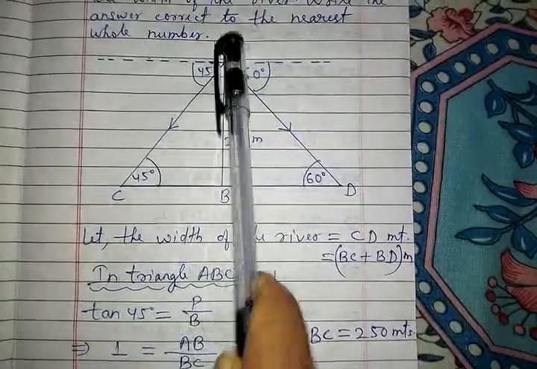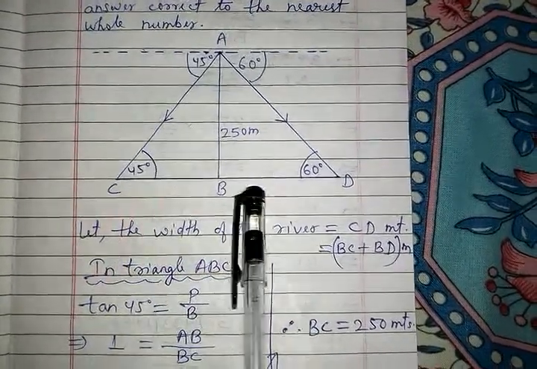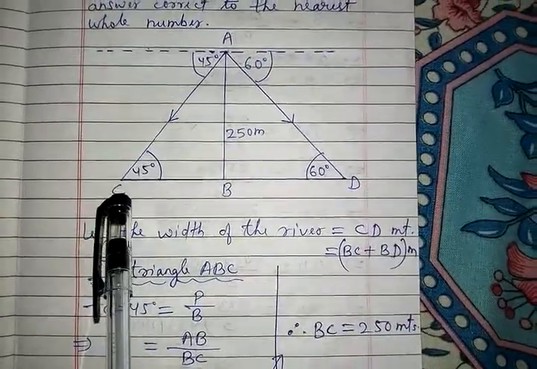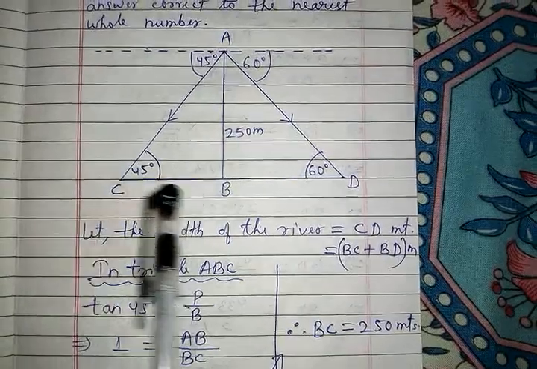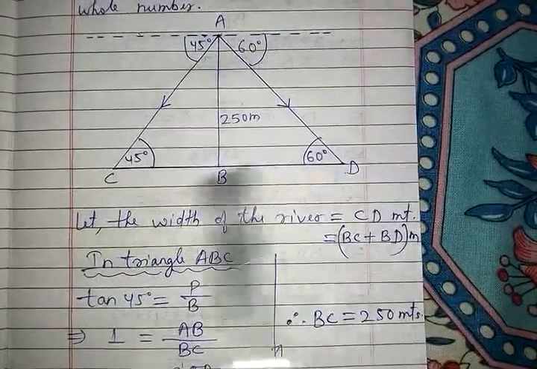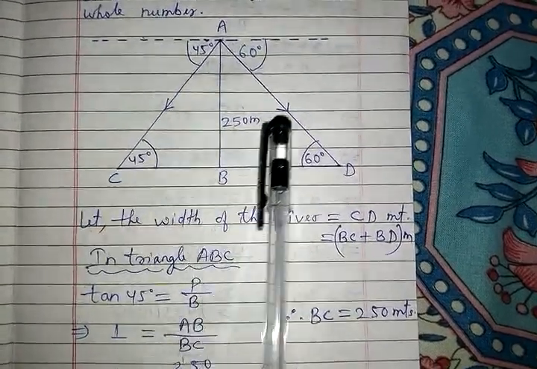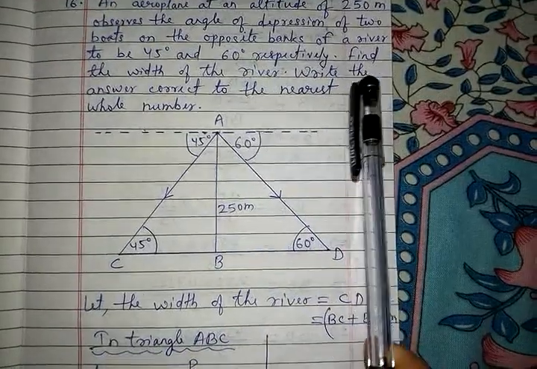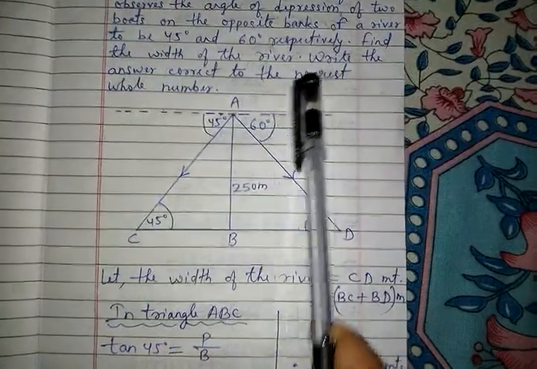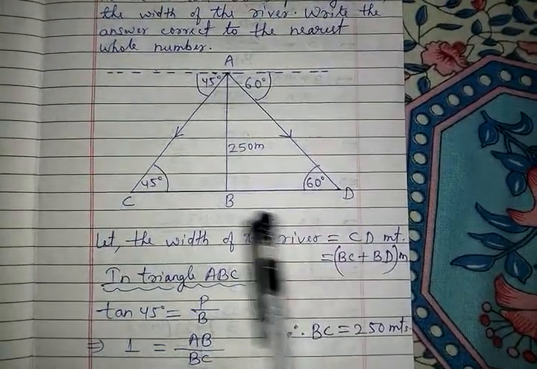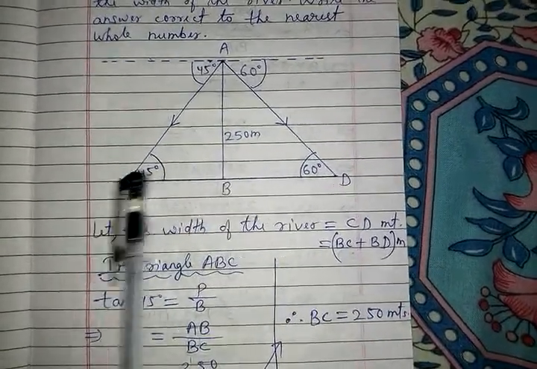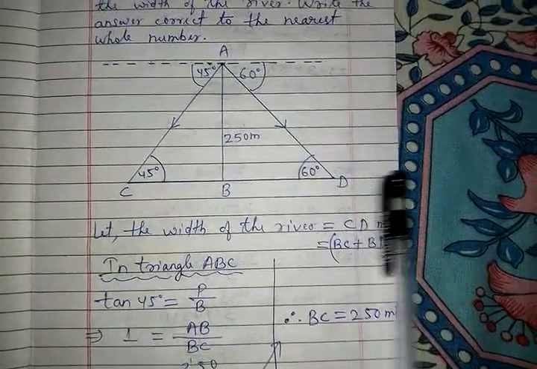Now from this triangle ABC we will try to find BC, and from triangle ABD we will try to find BD. So we have to find CD. To find CD we will add BC plus BD, and we will get the value of CD. So that means two triangles we are going to take. As you all know, whatever is to be found, we begin with let. So let the width of the river equal CD, and CD will come with the help of BC plus BD. When we add these two we will get CD.